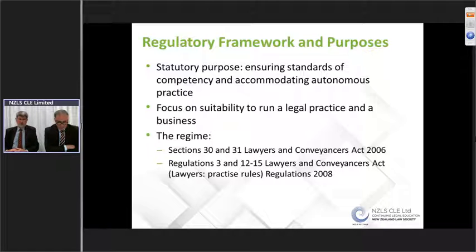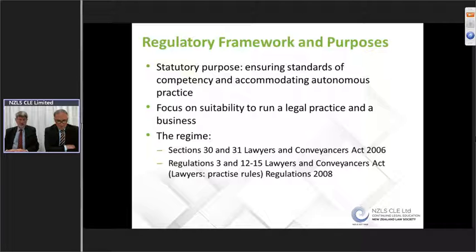Now, some key features of the regime, which we'll come back to in a bit more detail, include the prescribed recent legal experience requirement, 3 out of the last 5 years, we'll come back to that. The educational attainment requirement, which concerns the completion of a course and mandatory assessments prescribed by the Law Society, and that's comprised in the Stepping Up course, and David will be talking more about that.